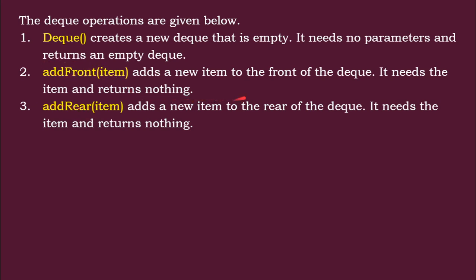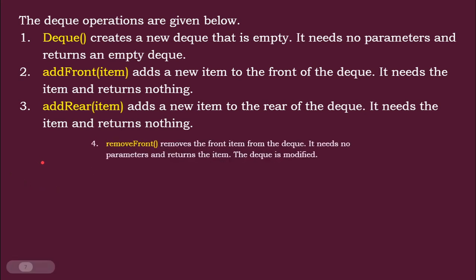Add rear adds a new item to the rear of the DQ. It needs the item and returns nothing. That means it has the parameter item, the value to be pushed or added at the rear end, and it returns nothing.